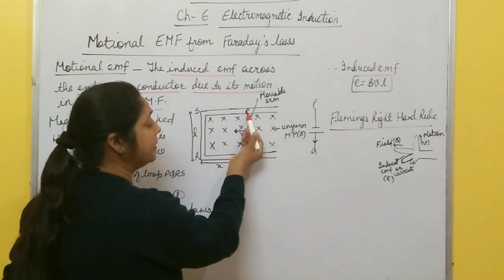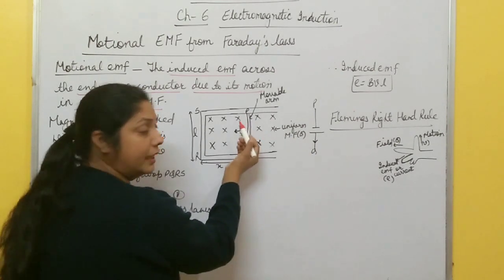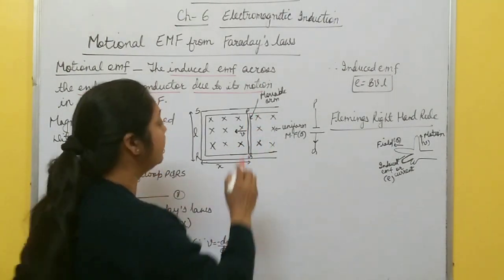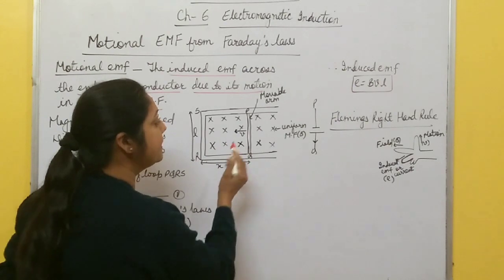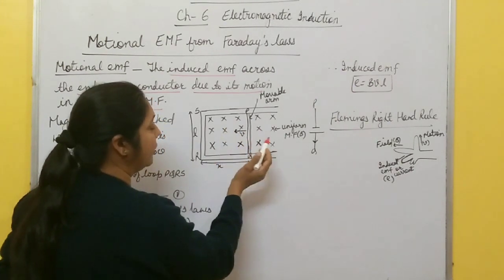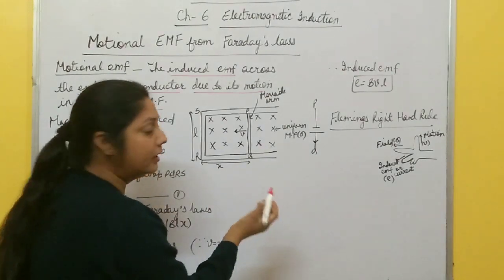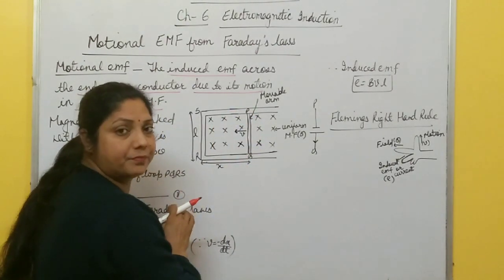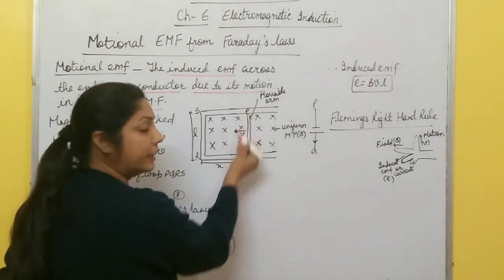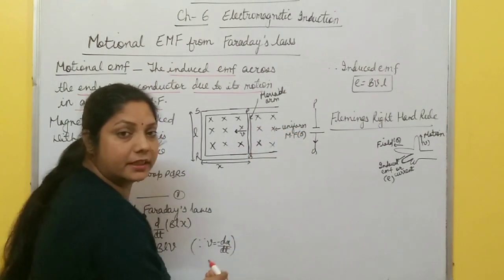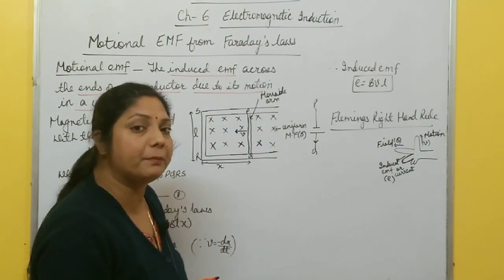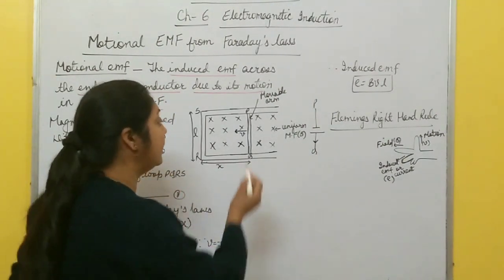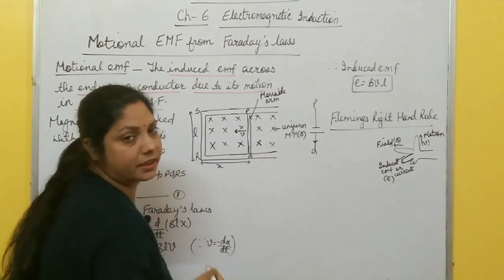Now you put one conductor PQ which is able to slide over these conducting rails. This PQ conductor is movable over the rails. Now what happens? Due to its motion, the area of this loop PQRS changes. If it moves towards left, the area decreases. If it moves towards right, its area increases. And due to the change in area, the magnetic flux changes, and due to the change in magnetic flux, EMF is induced across the ends of this conductor.